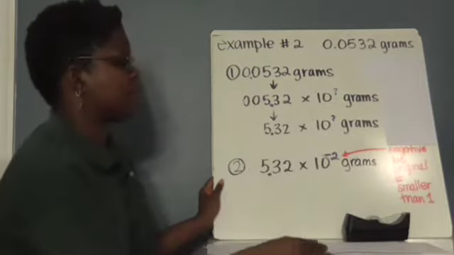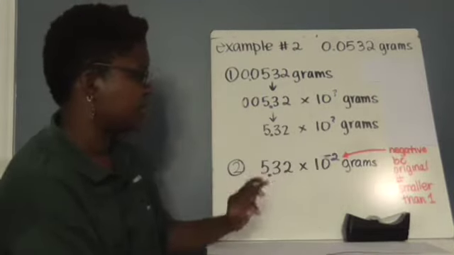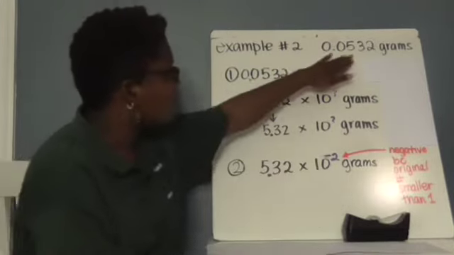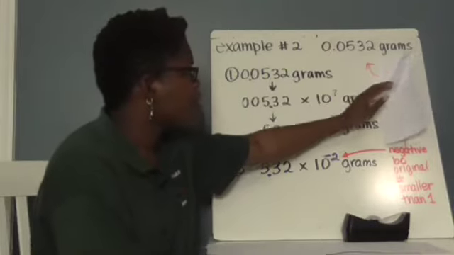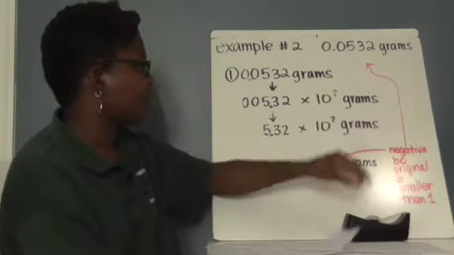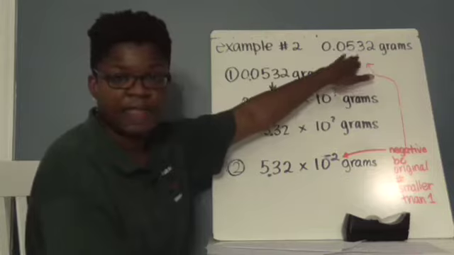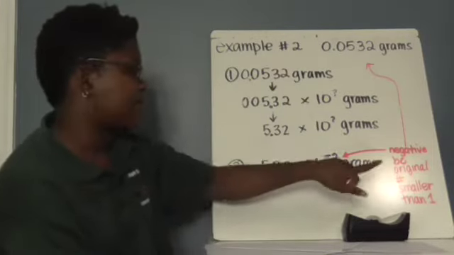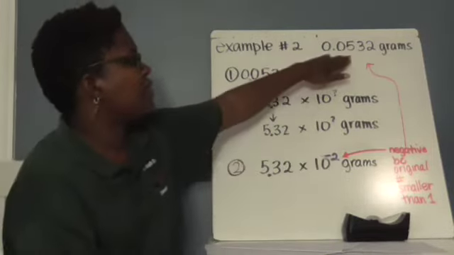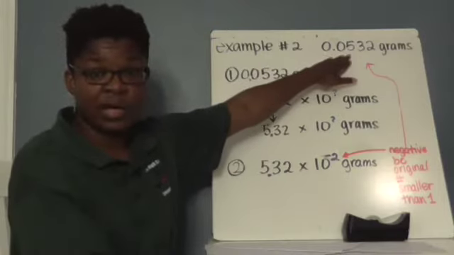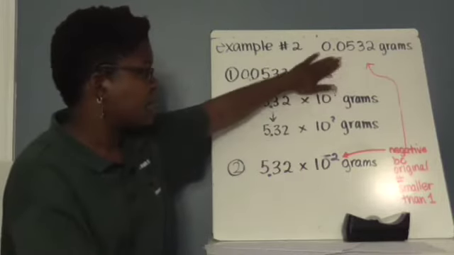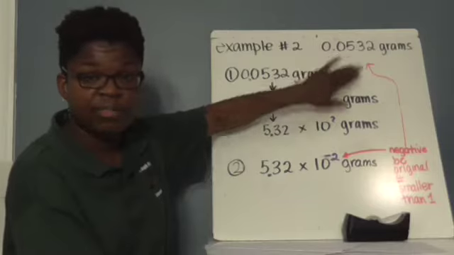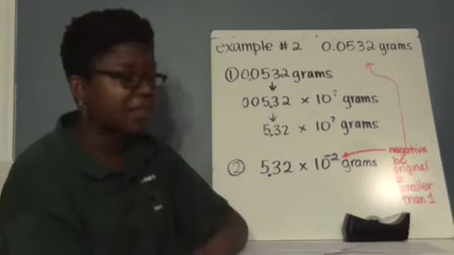Now the question many people ask is, when is it negative? It's negative because this original number is smaller than 1. So you're always going to look back at your original number that you started with, and that's going to determine whether or not this number is positive or negative. If the original number is greater than 1, this will be positive. If it is smaller than 1, then it will be negative.